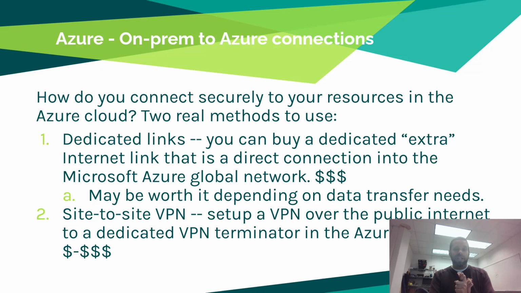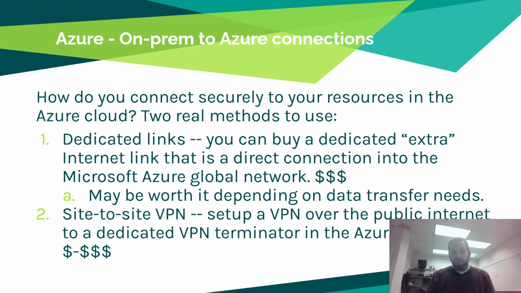So this is actually like a secondary internet link. You would say, hey, I want a 100 megabit per second direct connection to the Microsoft Azure global network. And they would quote you for that and how much that's going to be and physically pull a fiber optic cable into your location and set that up. It might be worth it. A lot of people, it's not worth it.